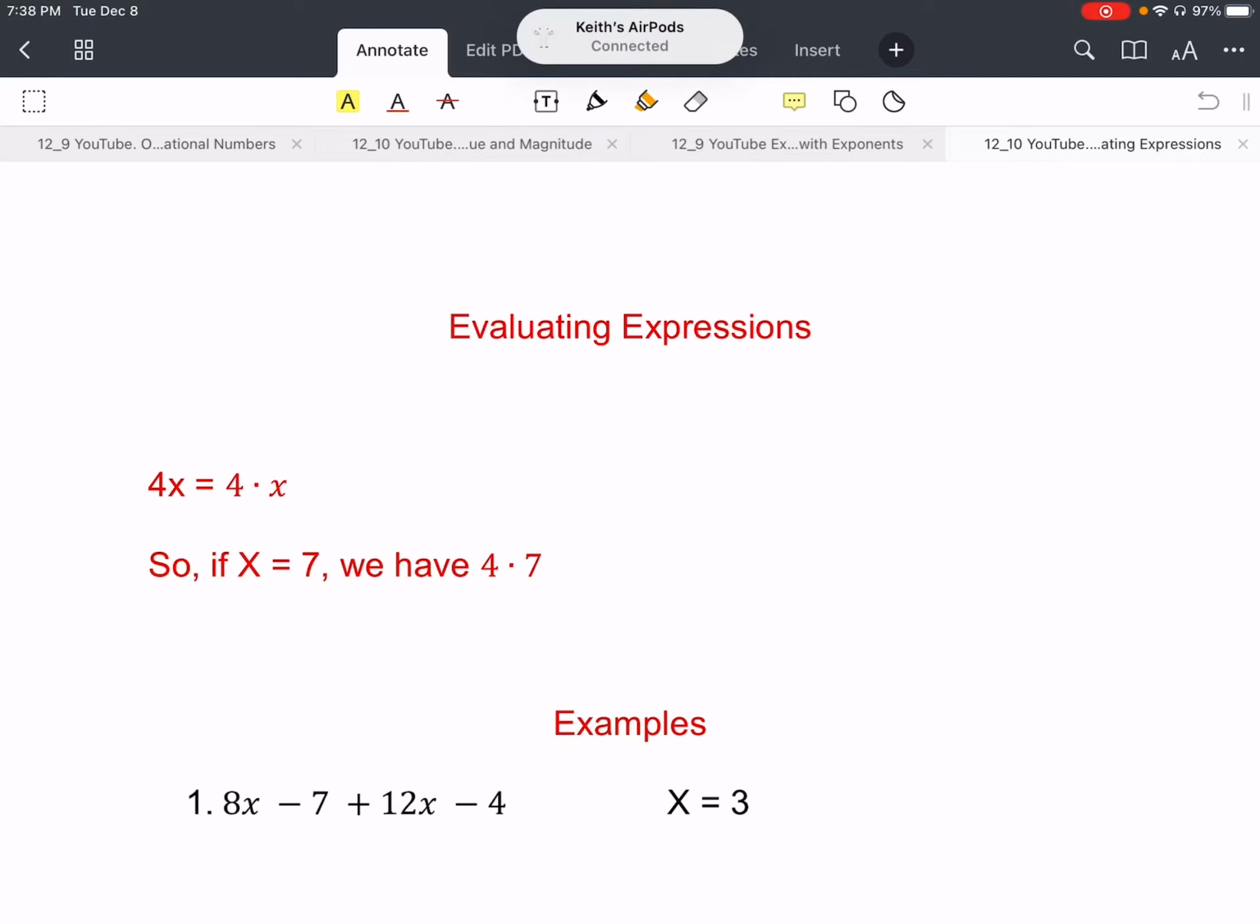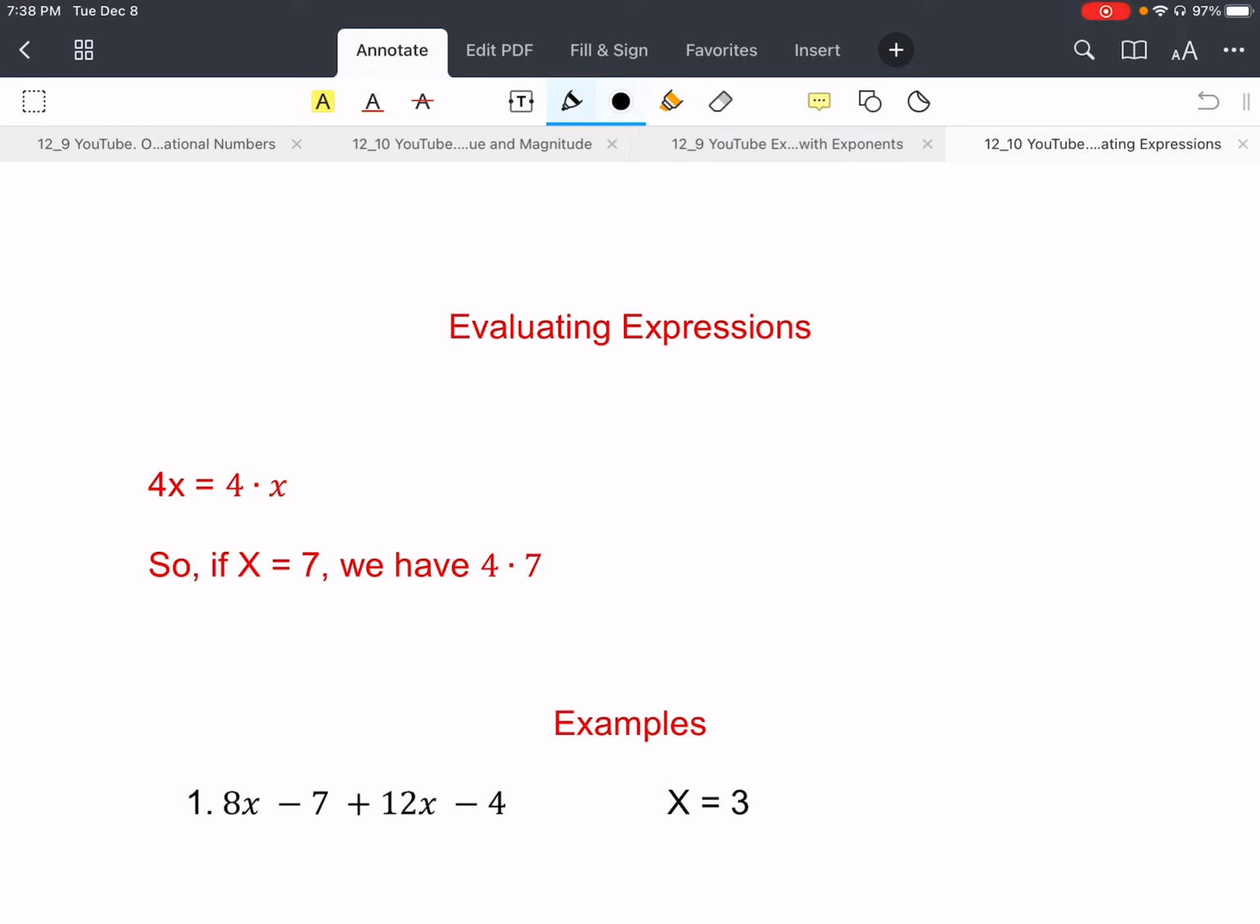All right, today's lesson was evaluating expressions. So we're combining like terms and solving expressions. A quick introduction is to understand that when we have a number next to a variable like 4x, that is really telling us to multiply 4 times x. So in this case, if we have 4x and we're told that x equals 7, we put the 7 there, and we end up with 4 times 7.